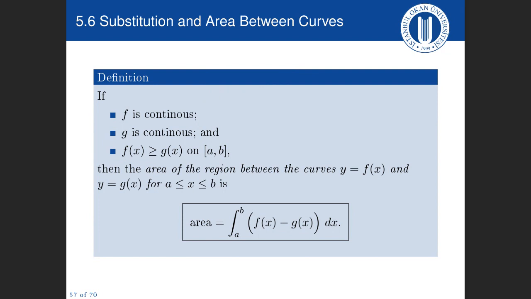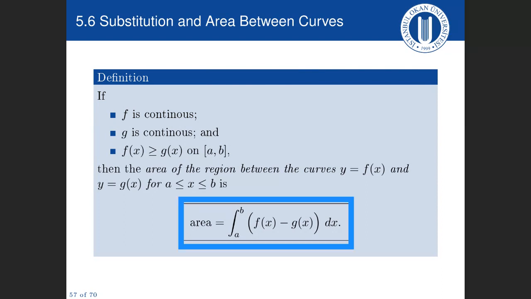Then the area of the region between the curves y is equal to f of x and y is equal to g of x for x between a and b is the integral from a to b of f of x minus g of x dx. Okay, so this is our formula. Let's do some examples using this formula.